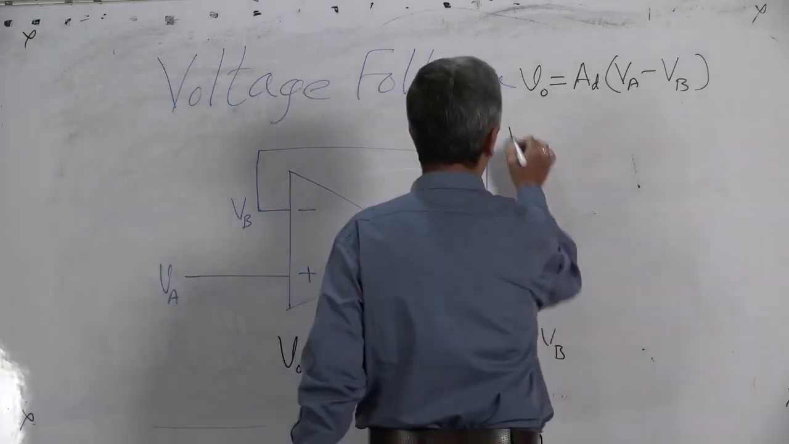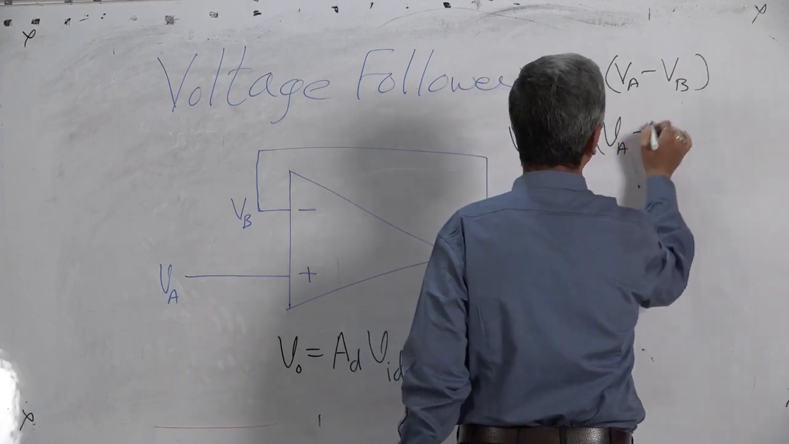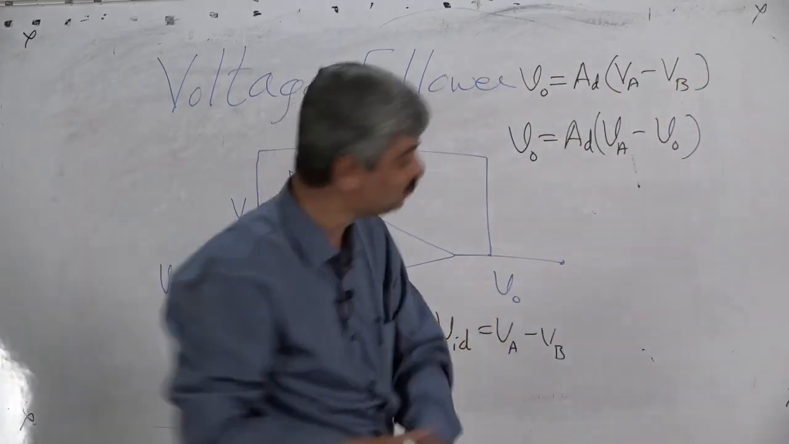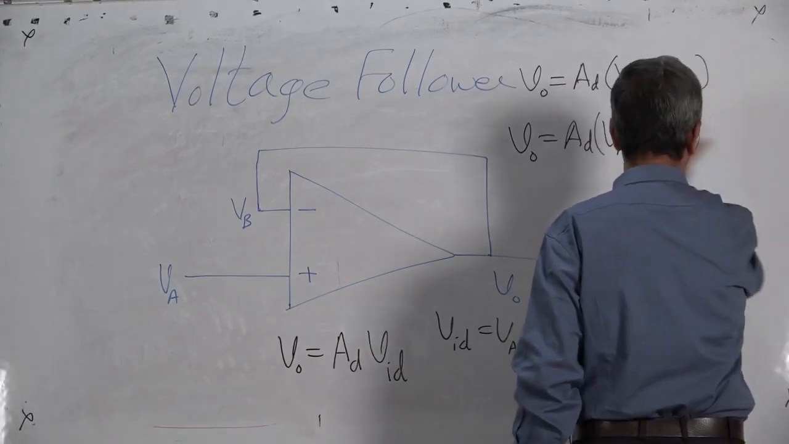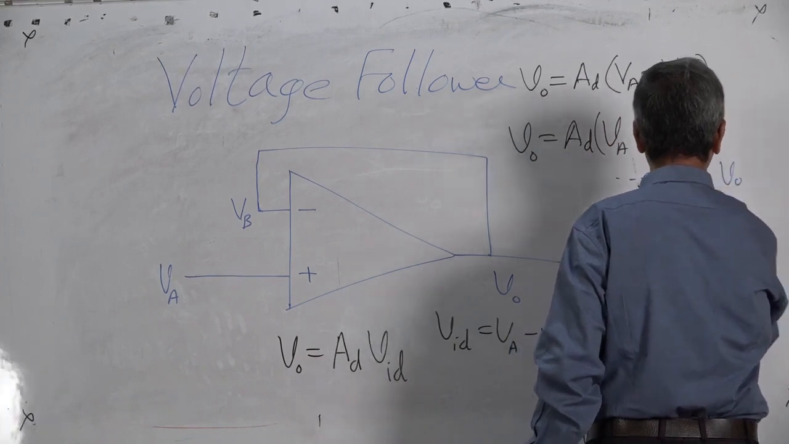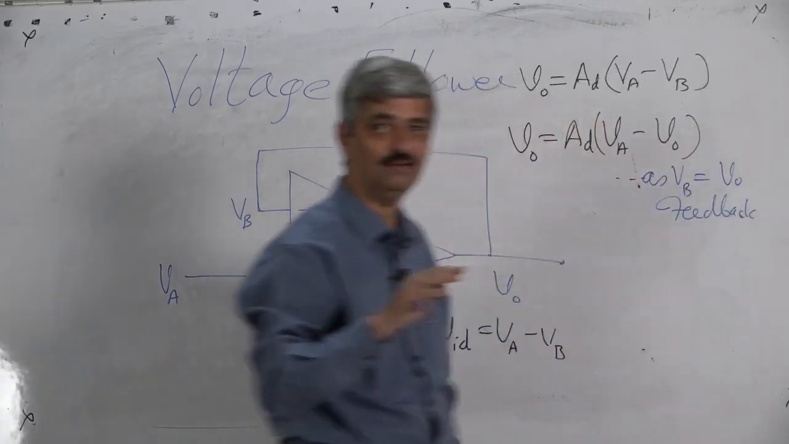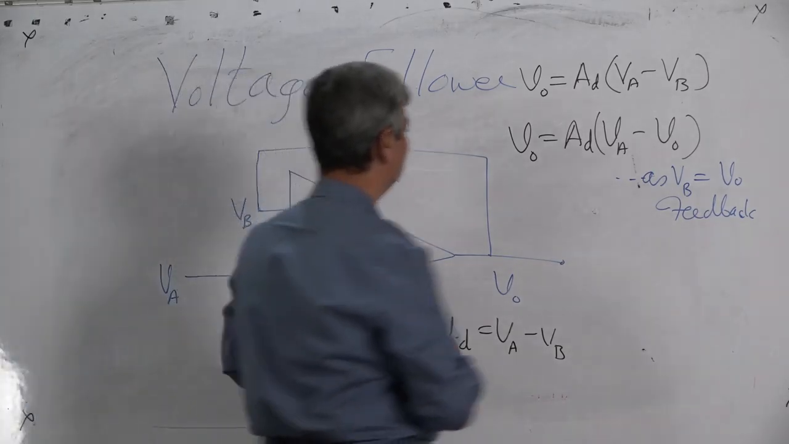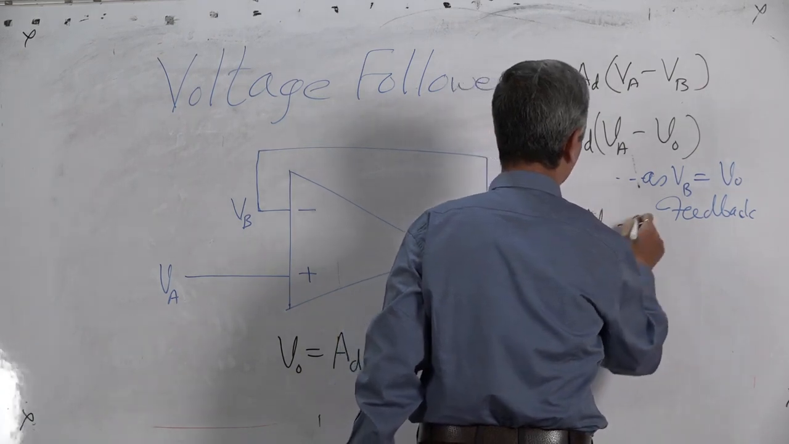So what is VO now? VO is equal to AD into VA minus VO. Why? Because VB is VO. This is so because, due to feedback, VB equals VO. Now we expand. Now it is a high school level problem. We expand it: VO is equal to AD VA minus AD VO.